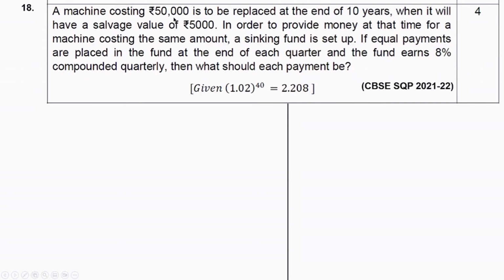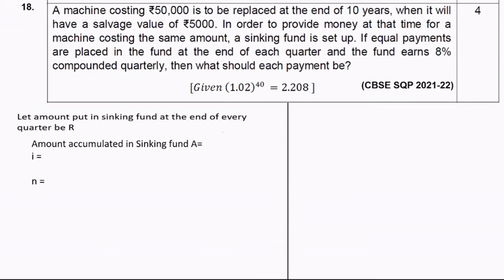So here we have a cost of machine given as rupees 50,000. It should be replaced at the end of 10 years and the salvage value is rupees 5,000. So here, in order to purchase a machine at the end of 10 years for the same cost, a sinking fund is set up and equal payments are placed at the end of each quarter. The fund earns 8% compounded quarterly. We have to find the amount of each payment at the end of each quarter that should be made.